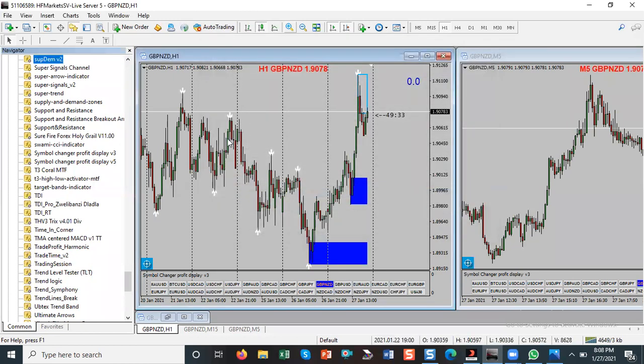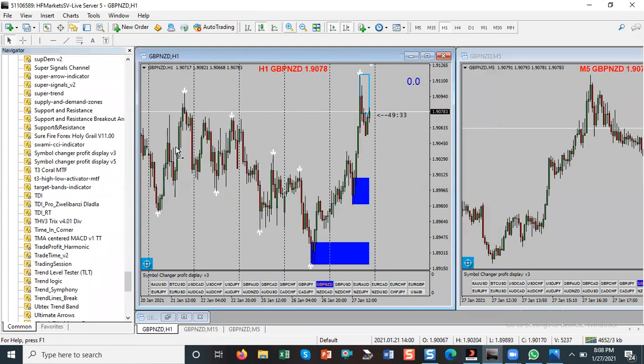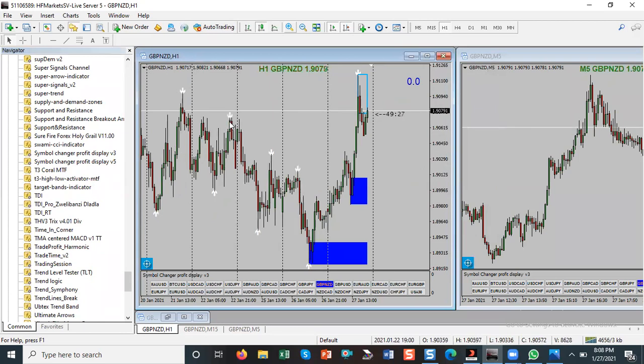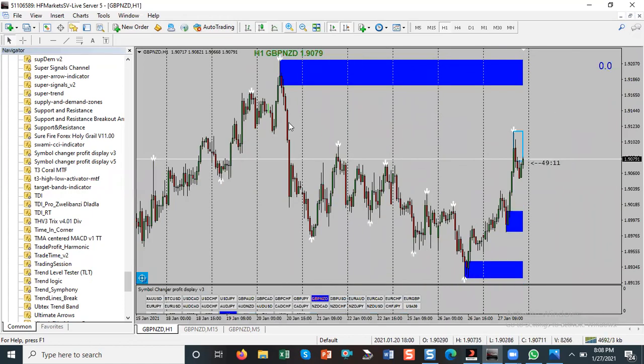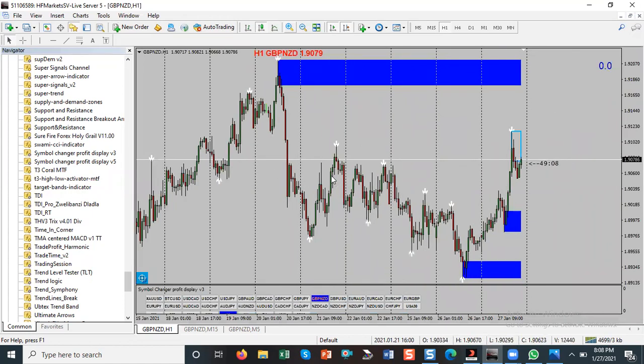This is what you are going to see in your chart. I am not going to be using this indicator, but you can leave it so that you'll be able to know the direction of the trend. Then, okay, let me just deal with only one. So for the 1 hour time frame, we are done. We only need the supply and demand zone indicator. That is the only thing we need.